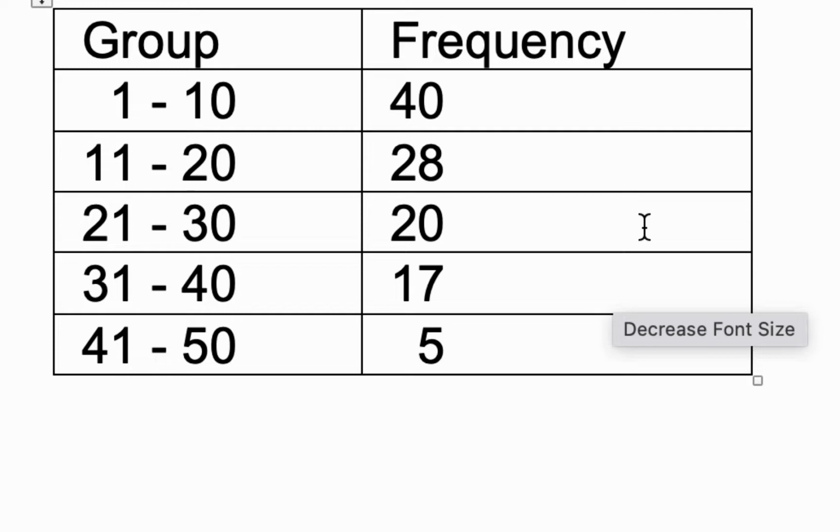If you're given a table like the one below and it asks what is the lower limit of the modal group, remember, the modal group is the group that has the highest frequency. So if we look at the frequency, the highest is 40. It's bigger than all the other numbers. Which group does it belong to? Group 1 to 10. What is the lowest limit of this group? The lowest limit is 1. And therefore, given the table below, the lower limit of the modal group is 1.